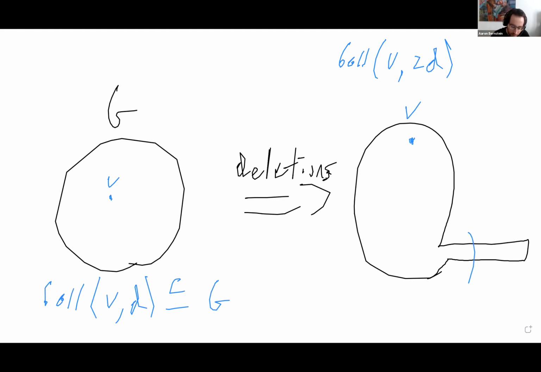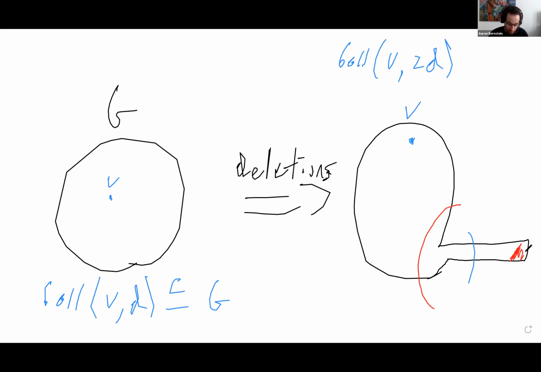On the other hand, if you look at this vertex here, then its ball of radius 2D might only reach this far. So this ball is far from most of the graph. And so you can throw it away. You can say, okay, this vertex has to go. It's no longer part of my set.